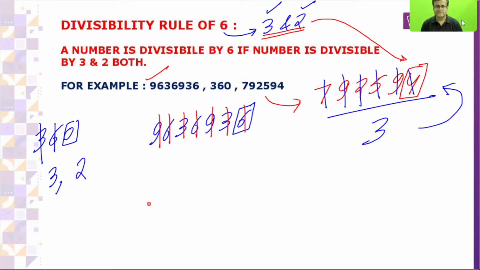Okay, beta. In case of 6, you will have to check for 3, you will have to check for 2. Then the number is divisible.